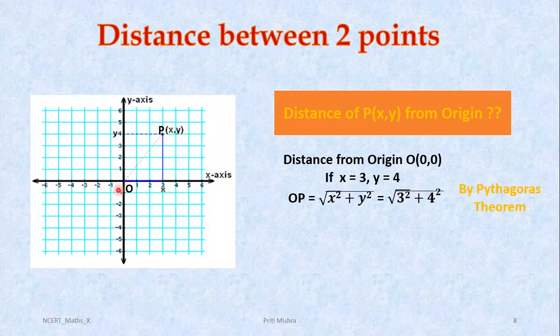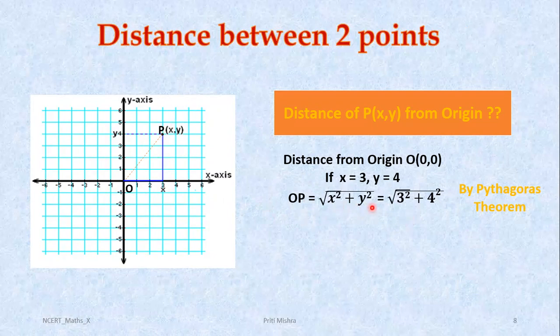Here OP is the hypotenuse, OX is the base and PX is the perpendicular. So with the help of Pythagoras theorem, we can say OP square is equal to PX square plus OX square. OX we are having x and PX we are having y. Then OP will be equal to square root of x square plus y square.